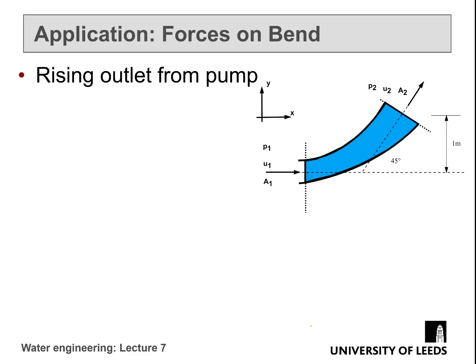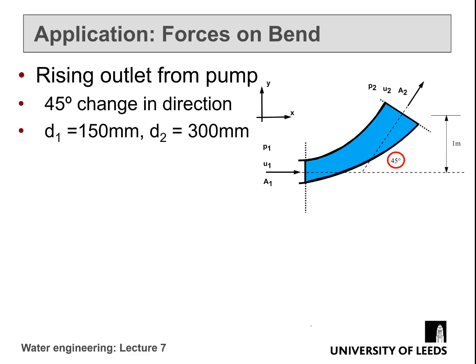So here's the example. Rising outlet from a pump, changing direction of 45 degrees. You see, it identifies 45 degrees. Changing diameter from 150 millimeters to 300 millimeters. Remember to get the units right here. We're going to work in meters, not millimeters. We've got a pressure at 1 of 100 kilonewtons per meter squared, or 100 kilopascals. Again, get the units right. We're going to work in newtons per meter squared, not kilonewtons per meter squared.